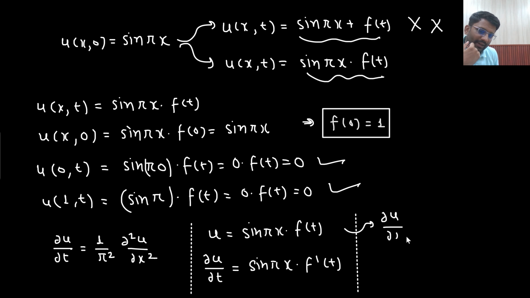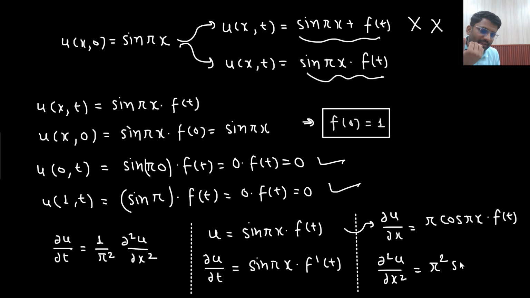Yes sir, I can calculate del u by del x. So del u by del x will come out to be pi cos pi x, f of t will be treated as constant. Then del square u by del x square, again you partially differentiate. So this will become pi square sin pi x, f of t will be treated as constant. Minus sign will also come.